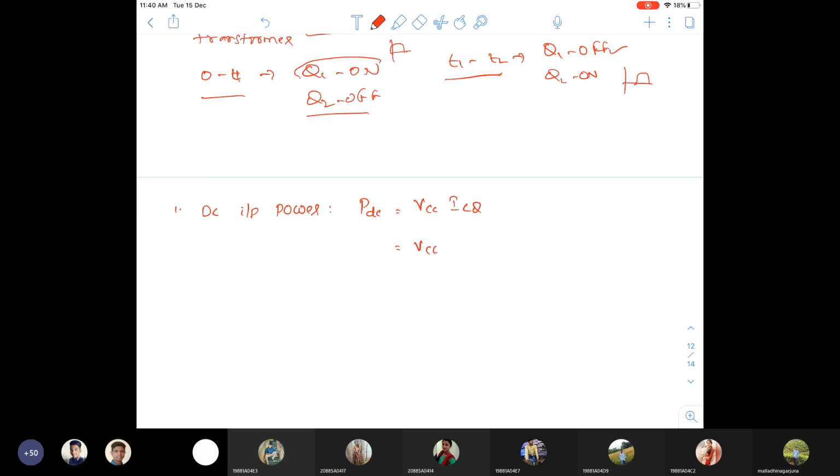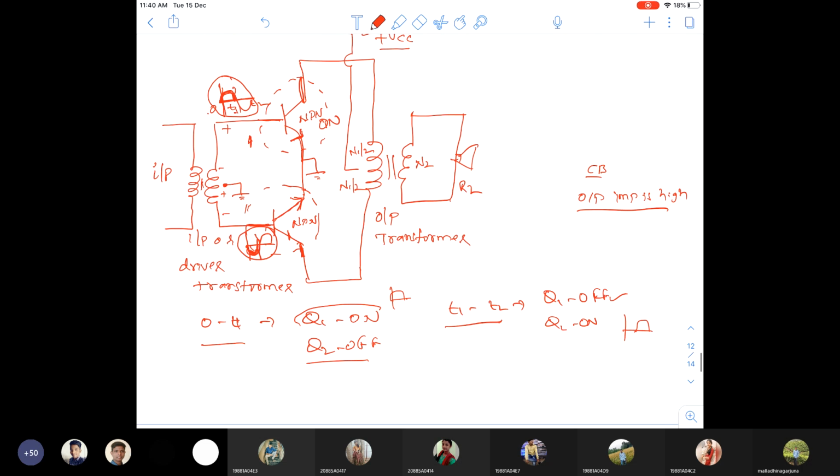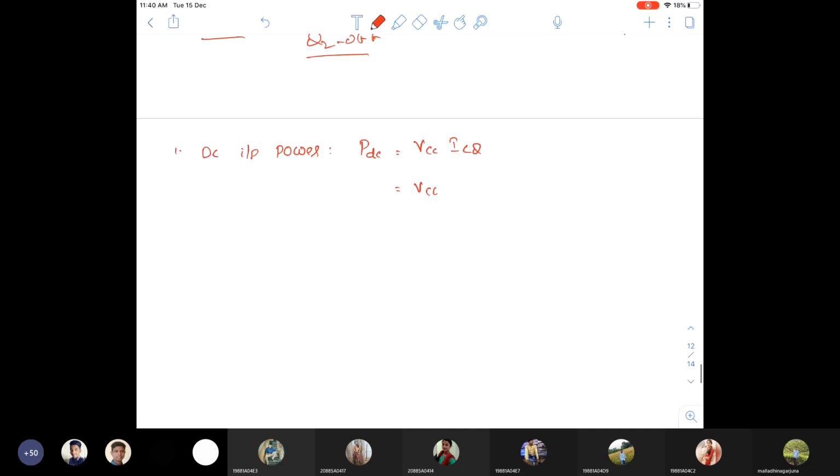So this operation is full wave rectifier operation, right? What is the value of IDC for full wave rectifier? IDC is equal to 2Im by pi. So therefore you'll get PDC equal to 2 VCC Im by pi.